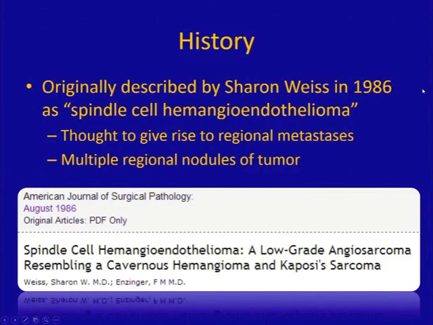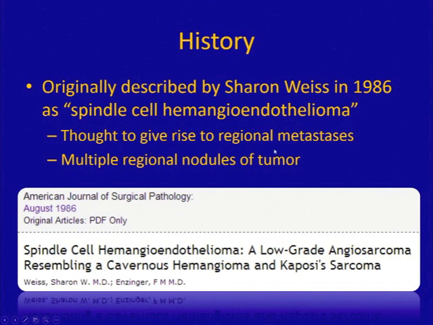So again, Dr. Weiss, I know I talk about her a lot, but she was a huge role model for me and very much influenced the pathologist that I am today. And she described the vast majority, I think, of the vascular tumors that we're talking about, or has written landmark papers on them. So in the 1980s, she described spindle cell hemangioendothelioma, and these were multiple regional nodules of tumor.